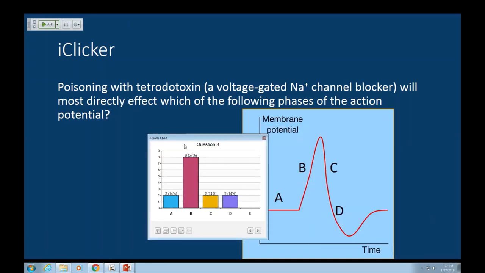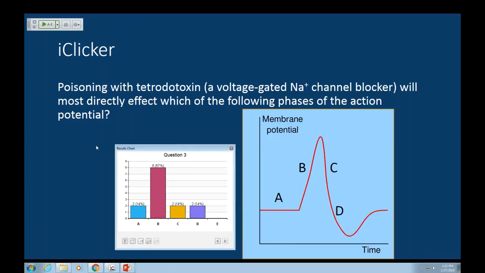All right, good. I haven't actually told you this yet, but hopefully you're either remembering this from some other class or you're adapting the information I have told you. So the correct answer is B, the upstroke of the action potential. I tell you that tetrodotoxin is a voltage-gated sodium channel blocker, and I ask, which phase of the action potential will this affect?